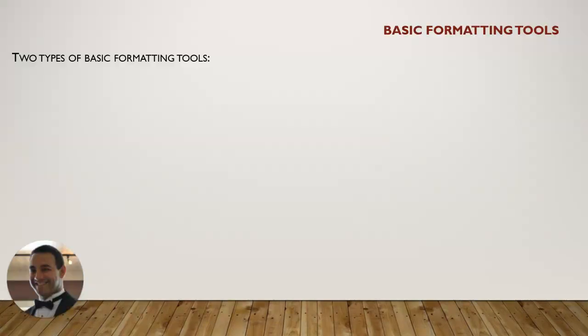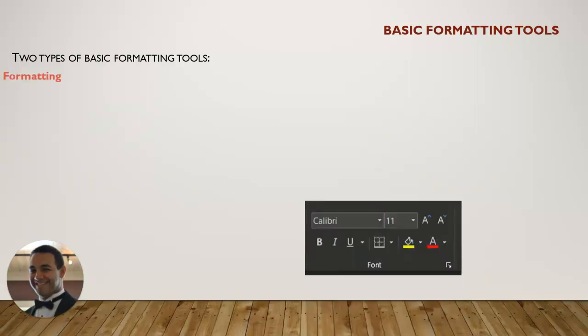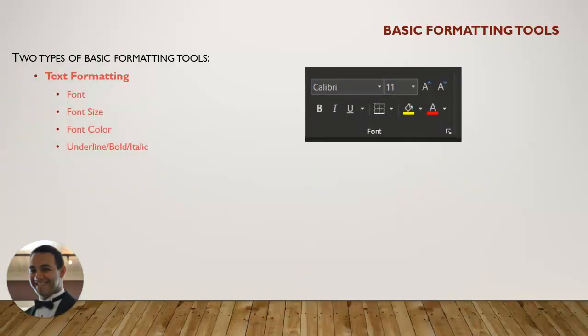Excel provides a whole bunch of formatting options. Now, we don't have time to go into all of them here, but these tools fall into two categories. There's text formatting tools. That includes font size, font color, underline, bold, italic, all the things you would think of to format your text.